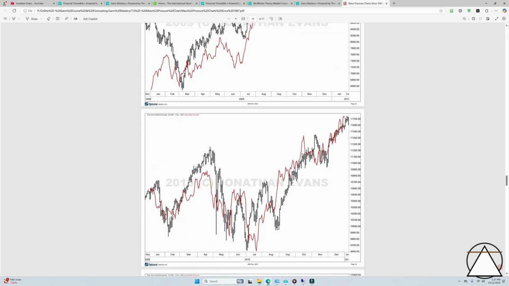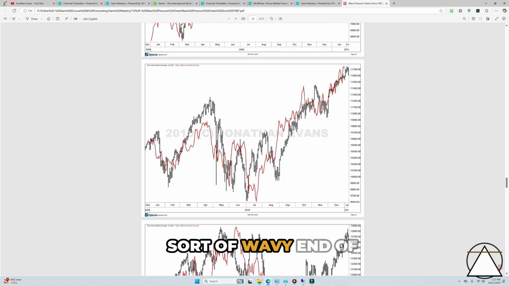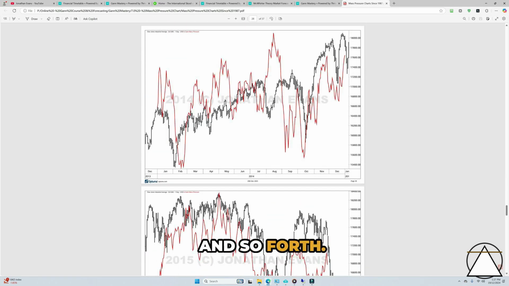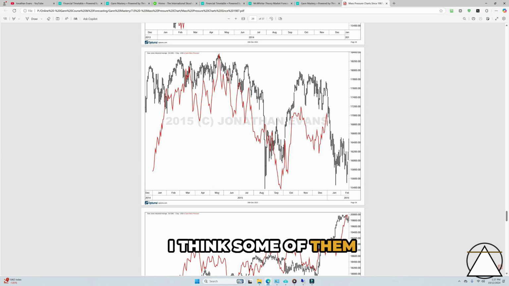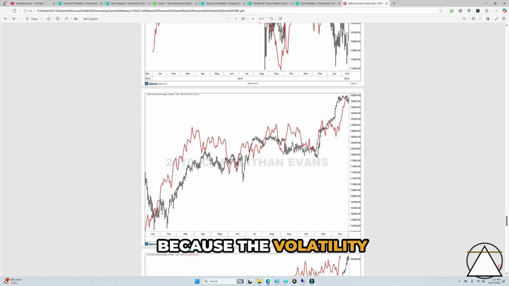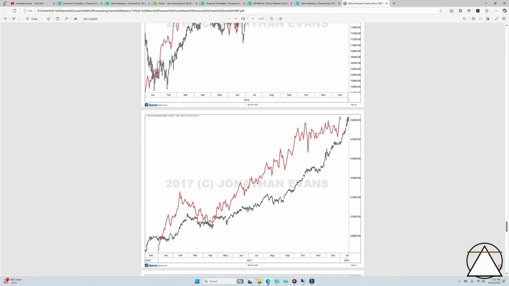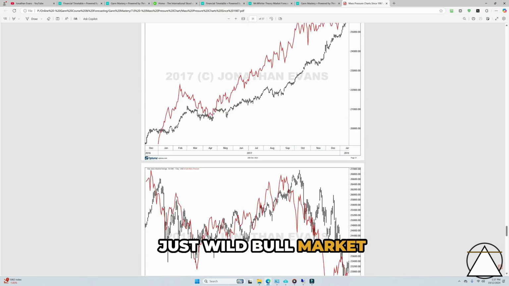2009, bullish. 2010, sort of wavy, end of year rally. 2011, and so forth. Now, some of them were quite hard to do because of the volatility at the time. 2016 was actually one of our beautiful forecasts where the market reacted perfectly. 2017 was relatively bullish, so start of the year, drop off, and then just wild bull market.